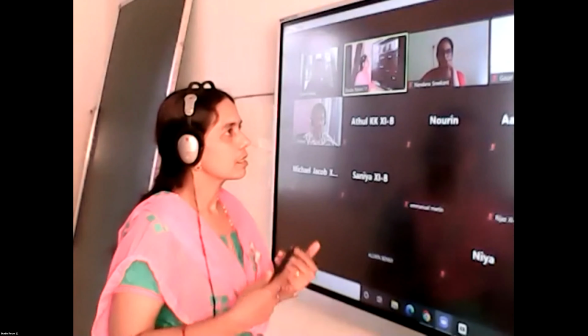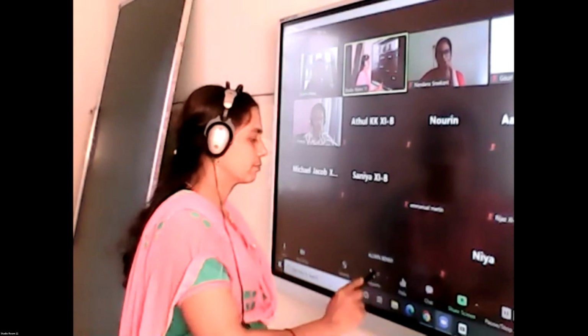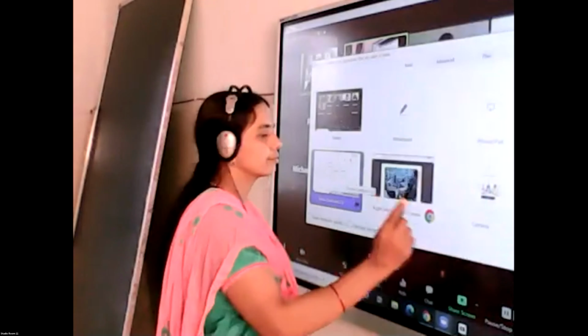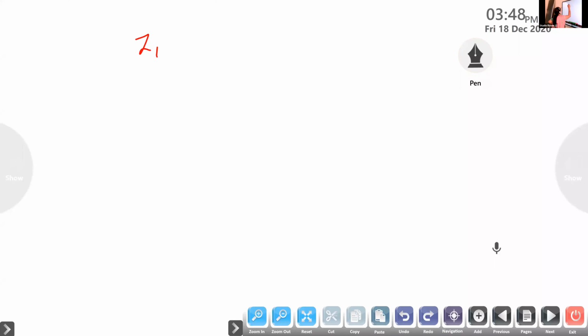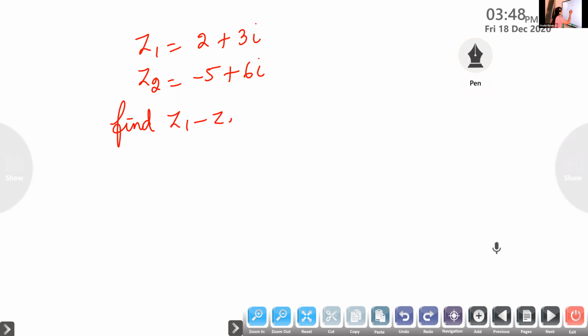Okay, now let's learn how to subtract two complex numbers. Write down. If Z1 is equal to 2 plus 3i, Z2 is equal to minus 5 plus 6i, find Z1 minus Z2 and Z2 minus Z1. Z1 is 2 plus 3i, Z2 is minus 5 plus 6i. Find Z1 minus Z2 and Z2 minus Z1.